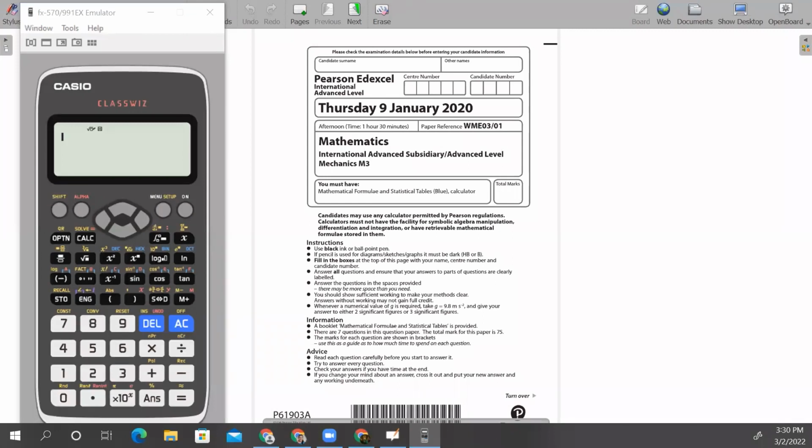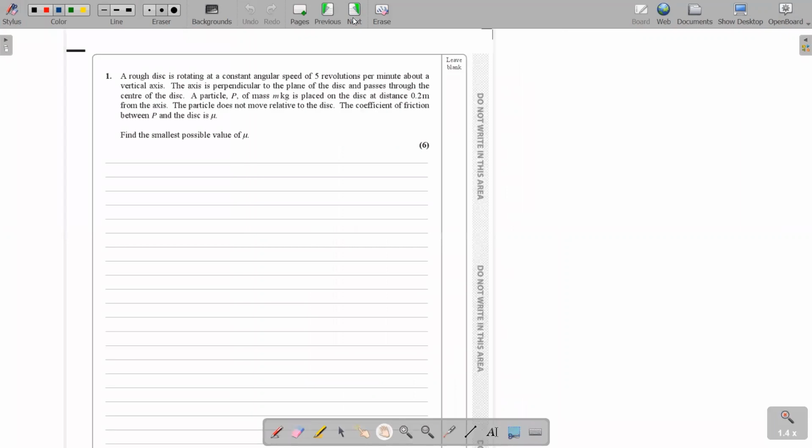Okay, so today we are going to discuss the Jan 2020 M3 paper. Let's start with the first question. A rough disk is rotating at a constant angular speed of 5 revolutions per minute about a vertical axis. The axis is perpendicular to the plane of the disk and passes through the center of the disk. A particle P of mass m kg is placed on the disk at a distance 0.2 meter from the axis.